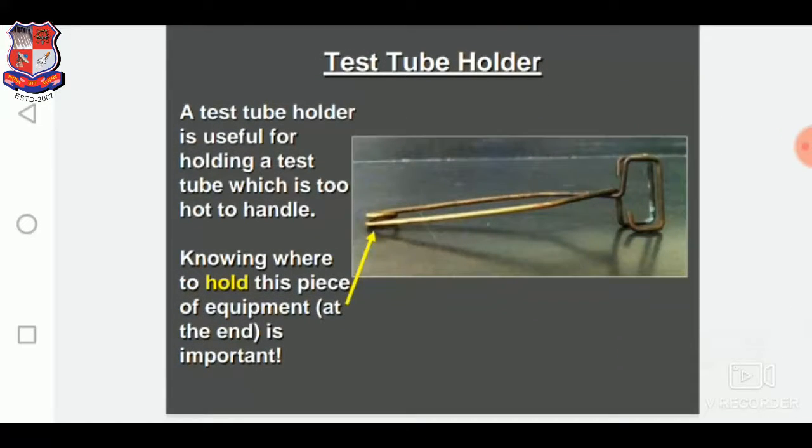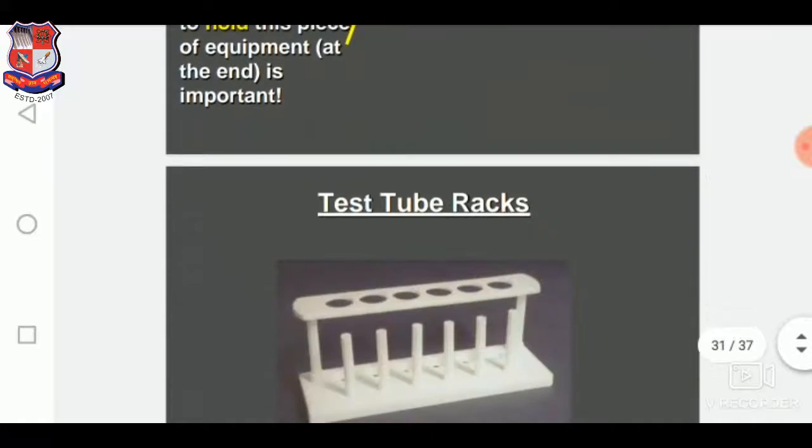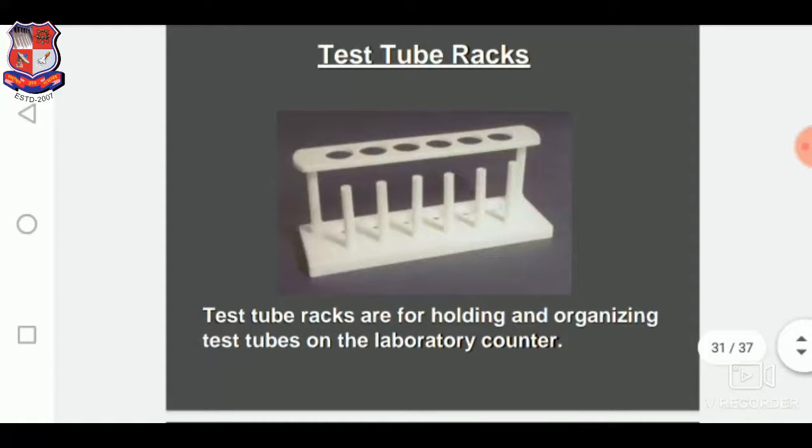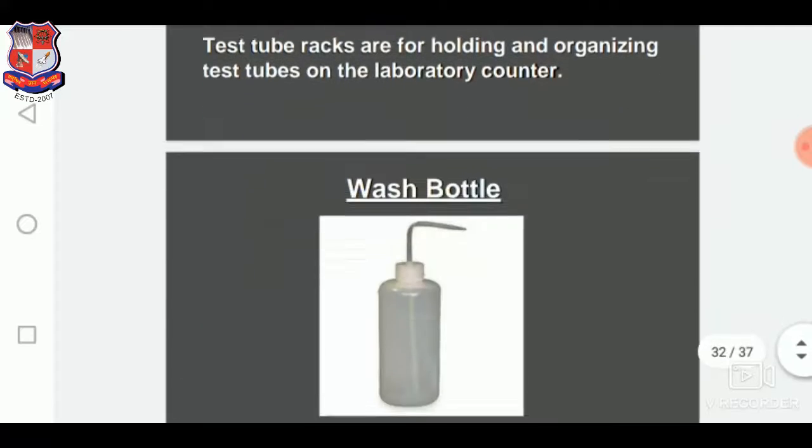Test tube holder. A test tube holder is useful for holding a test tube which is too hot to handle. Knowing where to hang this piece of equipment at the end is important. Test tube racks. Test tube racks are for holding and organizing test tubes on the laboratory counter.